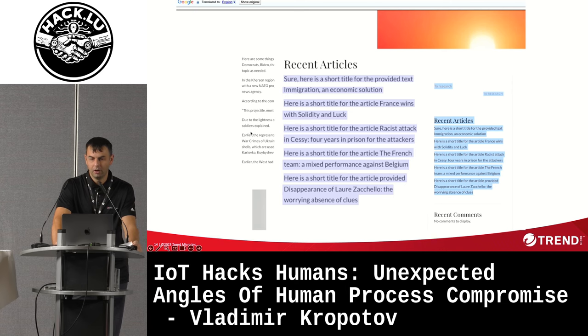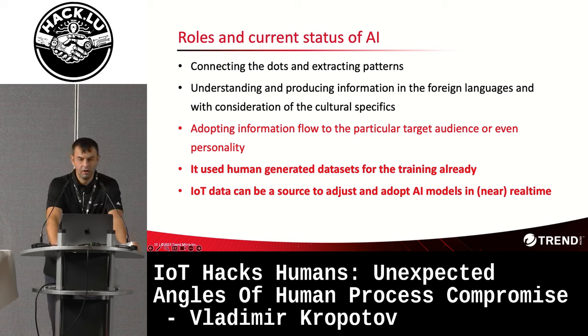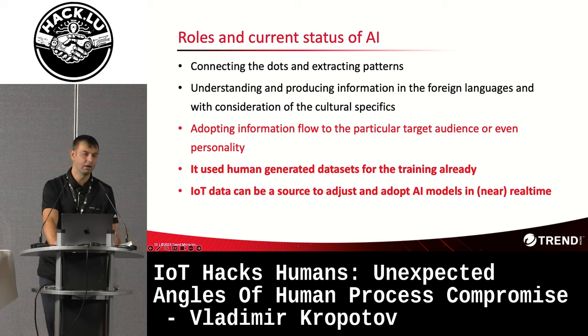So what are the roles of AI here? AI can help you connect the dots, extract patterns, and understand information in different languages you never spoke, as well as cultural specifics. But AI can also be used to adapt the information flow to a particular society or person. And what is important now is that LLMs were already trained on human-generated datasets. So the next step is to process what was generated by AI to improve AI, where you'll get accumulating error. Another alternative is to use IoT data to adapt AI models in the near future.